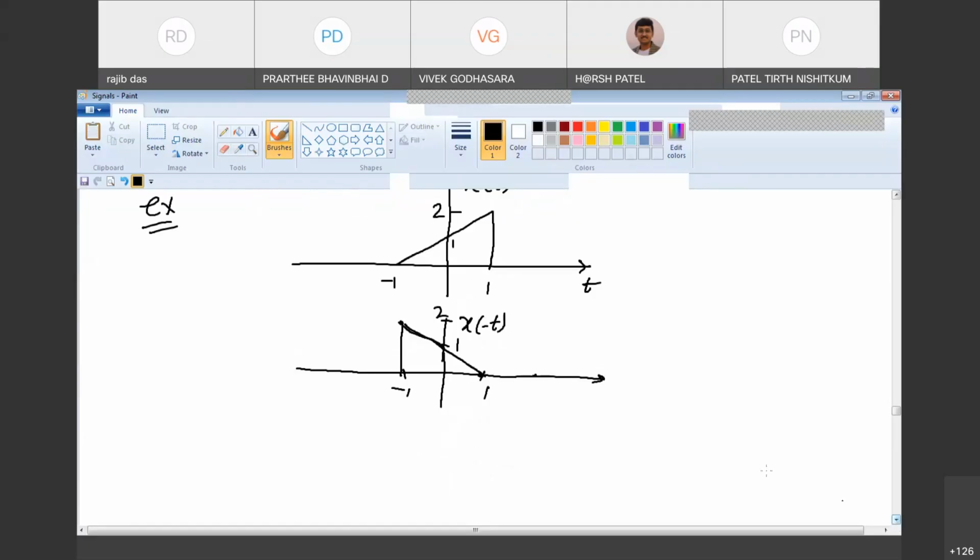Now if you add these two together, what will you get? Every time you'll add it. So it is 2 plus 0.